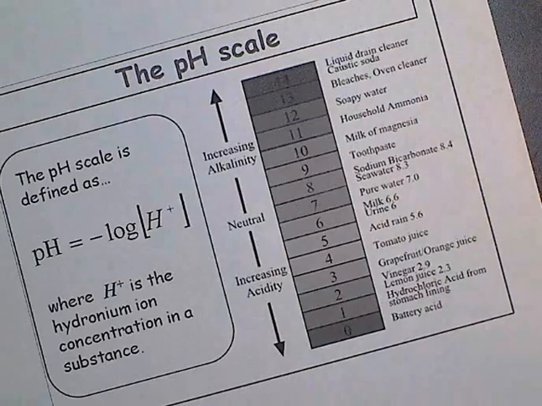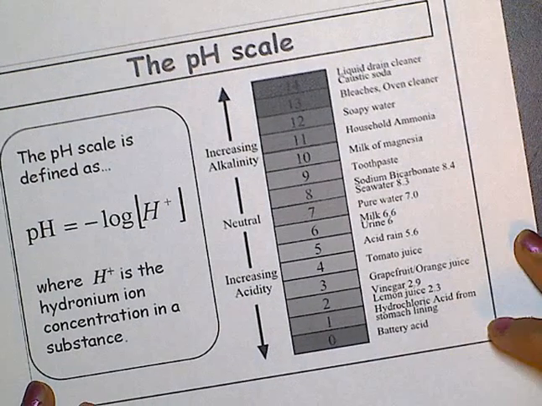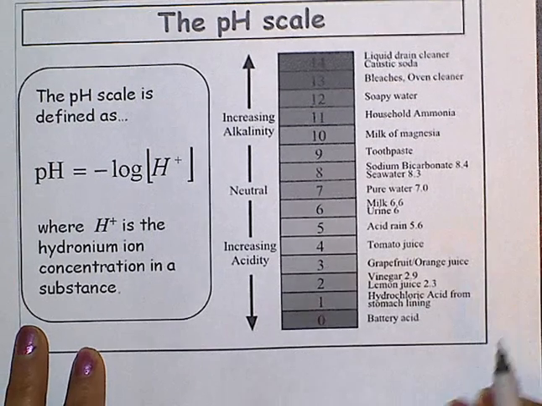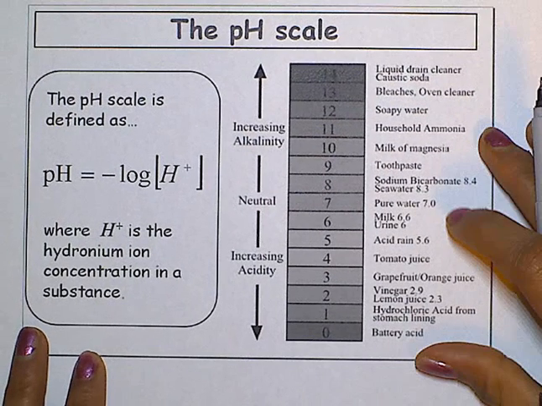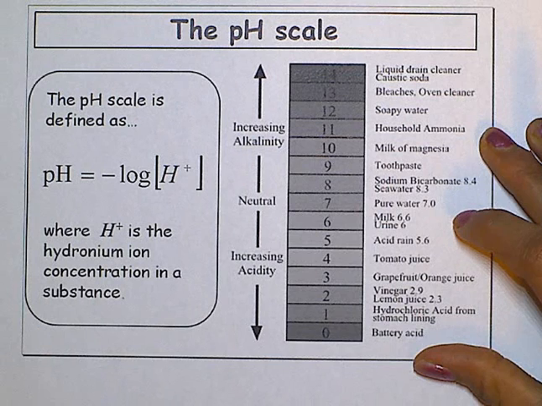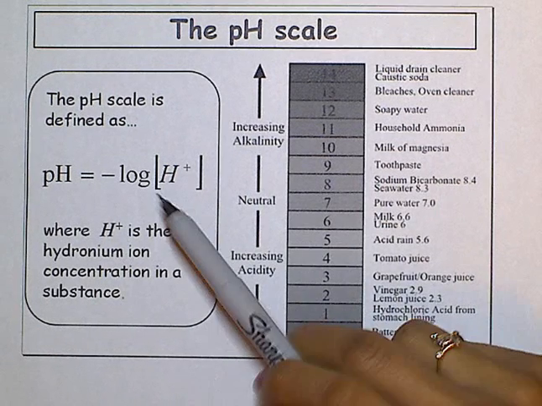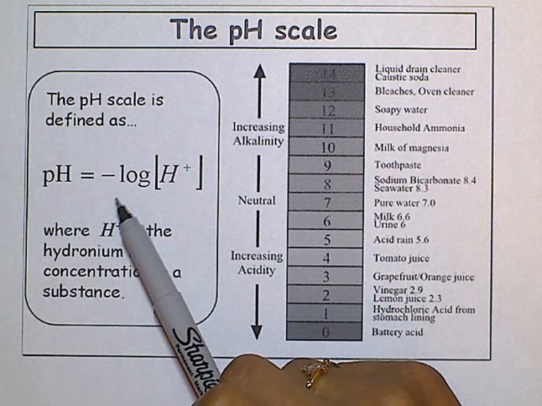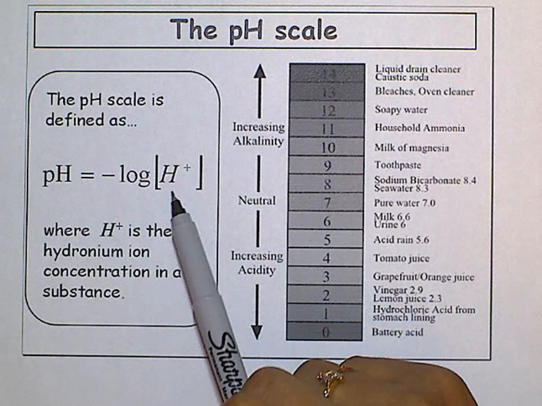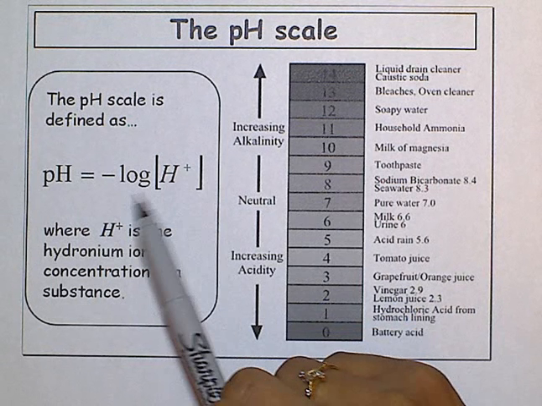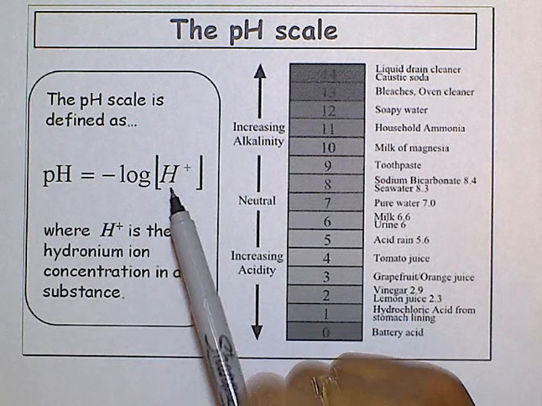The pH scale is basically a scale that is used to determine how acidic or basic a substance is. And generally we can compare that by calculating the concentration of our hydronium ions. So the pH scale is defined as pH equals negative log of the concentration of hydronium ions.